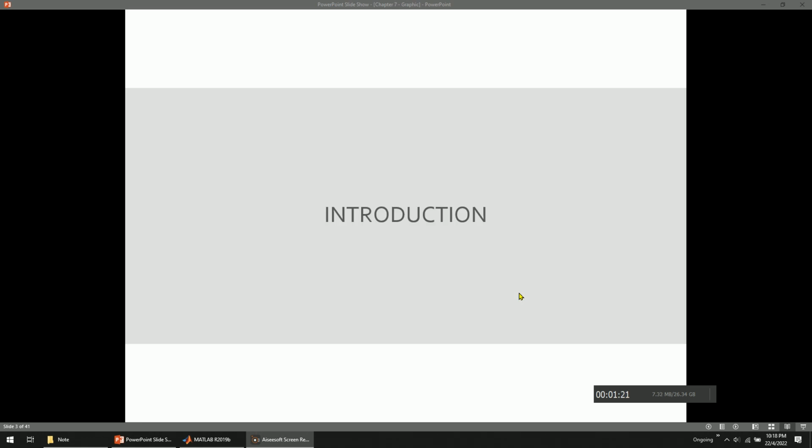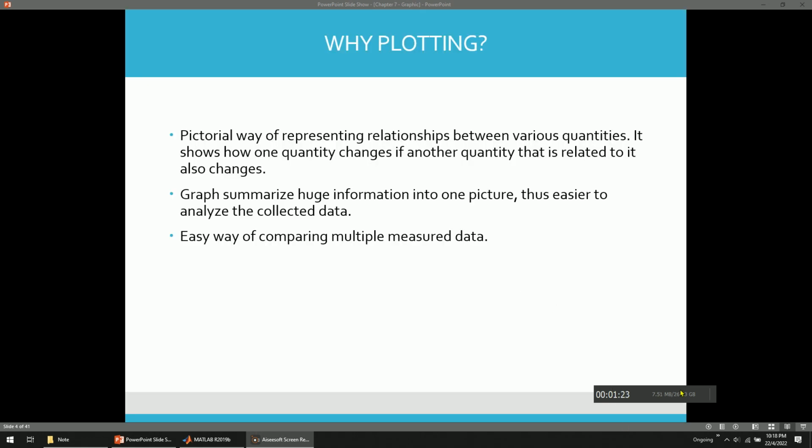We start with the introduction. So why plotting? It is a pictorial way of representing relationships between various quantities. It summarizes huge information into one picture, which is easier to analyze, and you can easily compare multiple measurements. So that is why we plot data.